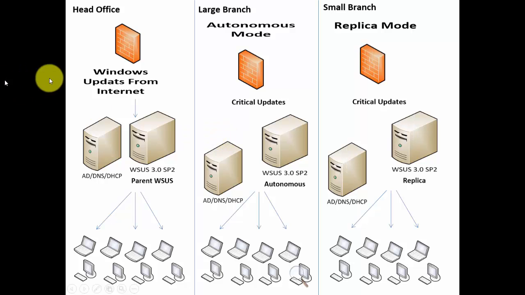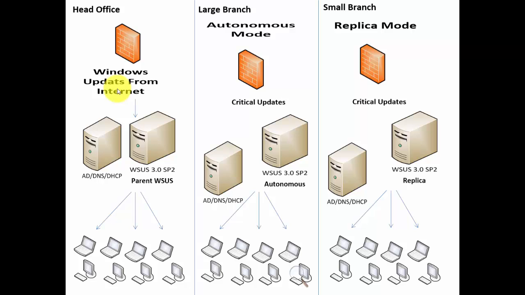So the WSUS server, the parent server, if you install another WSUS server in the second branch, that will be the downstream server, and that server's upstream server will be the parent server, the first server that we installed. So the downstream server is receiving the updates. The upstream server is sending the updates and receiving directly from the internet. Autonomous mode and replica mode.